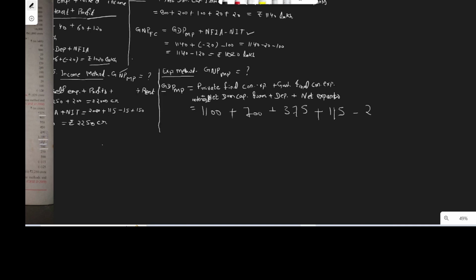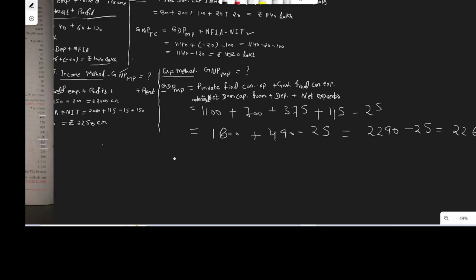Yeah, like that. So what is it? 1100, 700, 375 and 115. When we add them, we get 2290. Minus 25. That is 2265 rupees crores. Okay.